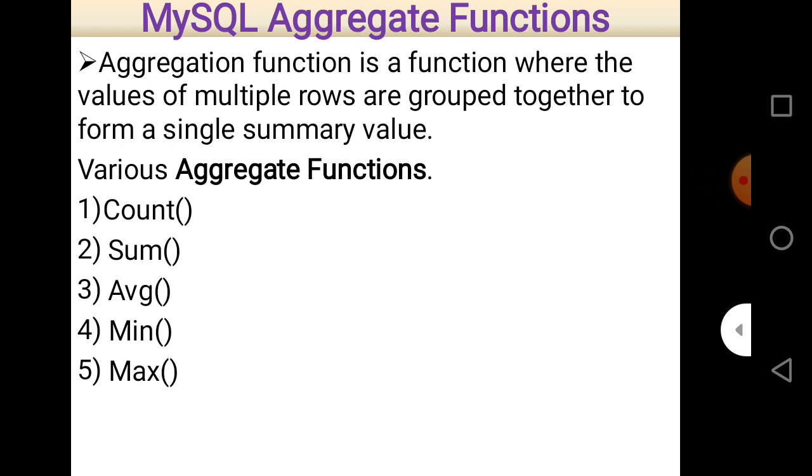So first of all, let's start with the definition of an aggregate function. An aggregate function is a function where the values of multiple rows are grouped together to form a single summary value. That's why they are called aggregate, because they aggregate, or make a sum, or give you a summary value. So the count function is used to count a number of rows, the sum function to add a number of values, and average to calculate the average of a number of values. So let's start.